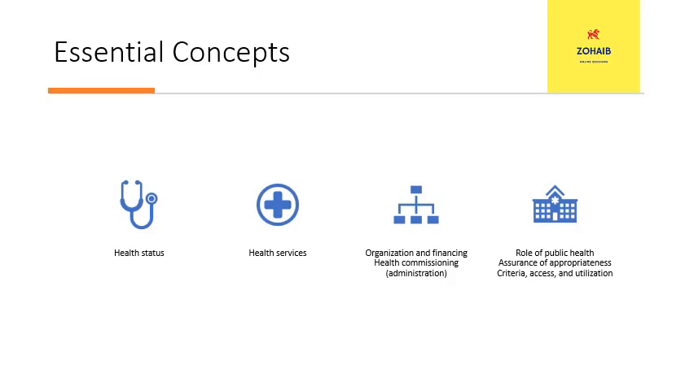Third is organization and financing, health commissioning, which means we need to develop a very vigilant administration for financing. Fourth is the role of public health, assurance of appropriateness, criteria, access and utilization, CAU. So criteria, we need to define different criteria. We need access to different resources, and we need to know the utilization of those resources. So when we know these concepts, we can formulate or analyze health policy.